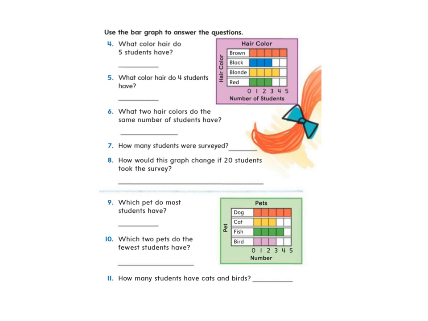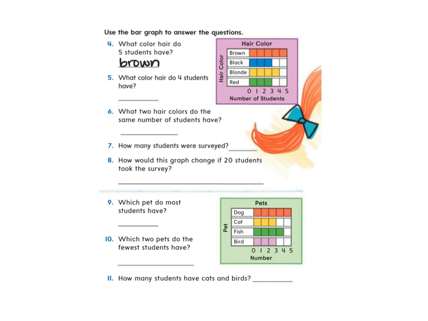So let's look. This time we have a horizontal bar graph, and it's going to ask us some questions. So what color hair do 5 students have? Well, I'm going to go down here to my scale and see what bar is even with 5. And I see it's this red bar, which tells me what hair color? Brown.